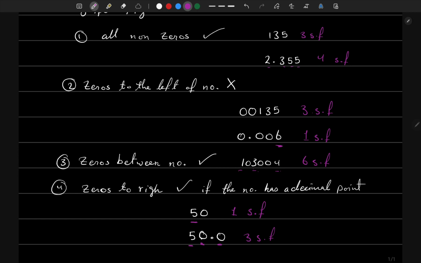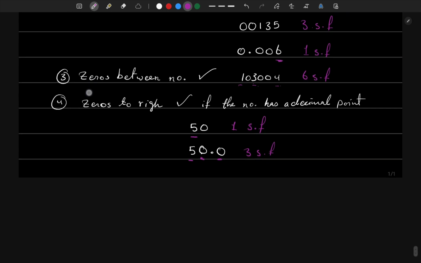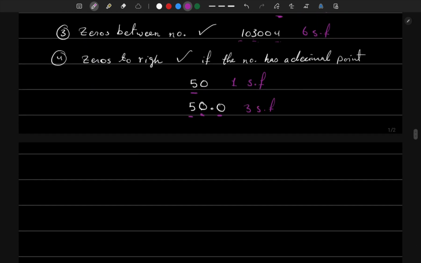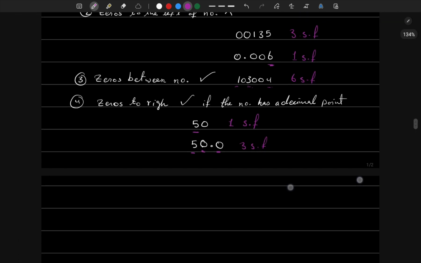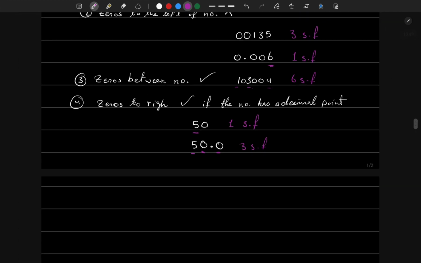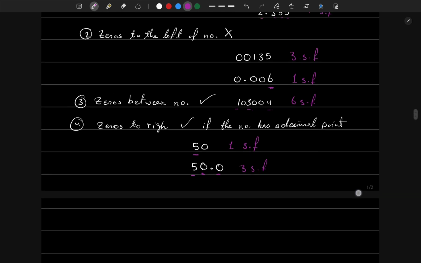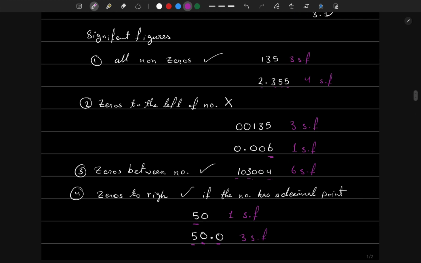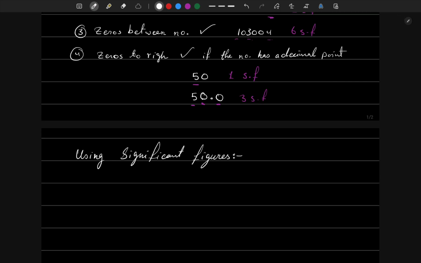And those are all the rules for significant figures. They're actually not very complicated. They're pretty simple and straightforward. And using those rules, you can calculate how many significant figures you have, so you can use that in your calculations and in your problems.